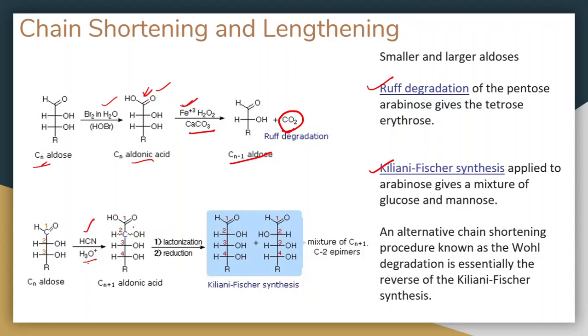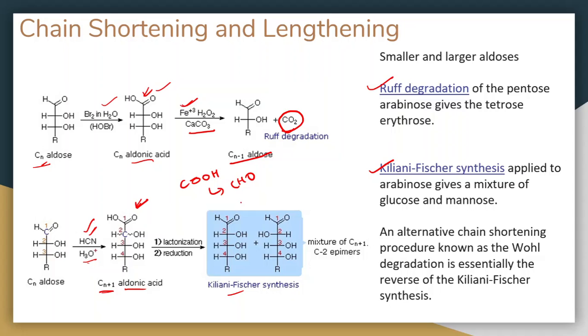Okay, so hydrogen cyanide is added, and because of the extra carbon in cyanide, it will increase the chain of this aldose sugar by one carbon. Then what is formed? Aldonic acid, because there is a carboxylic group. Then there is lactonization and reduction, because the carboxylic group needs to be reduced to an aldehyde. So this COOH has to be converted into CHO.